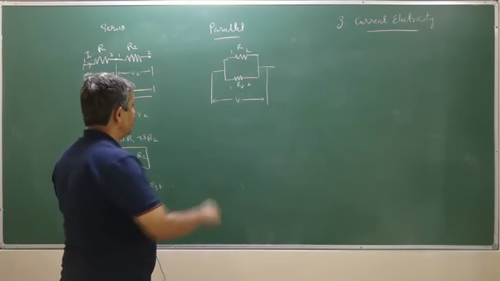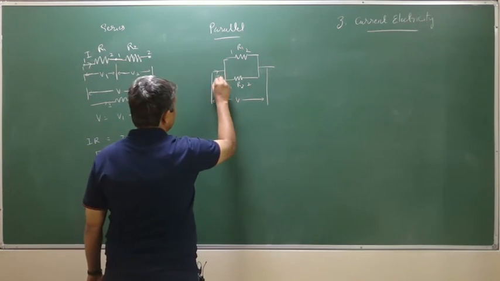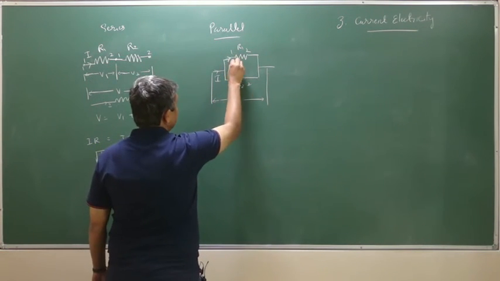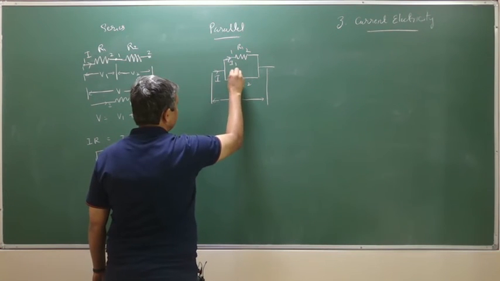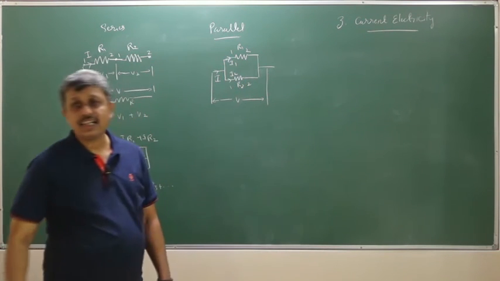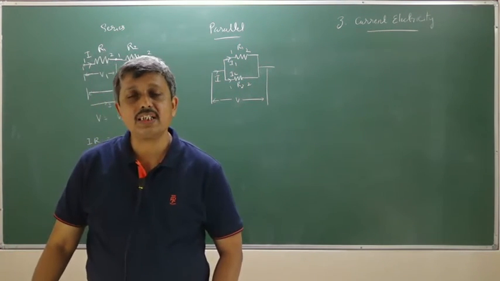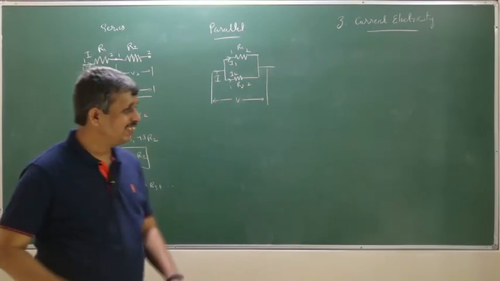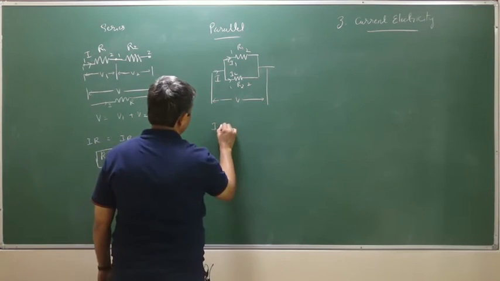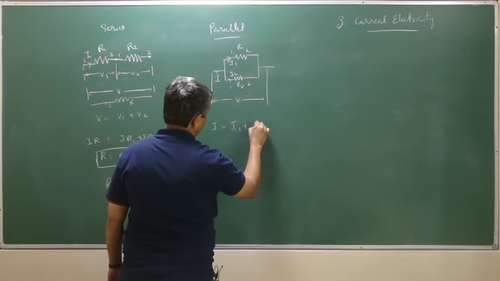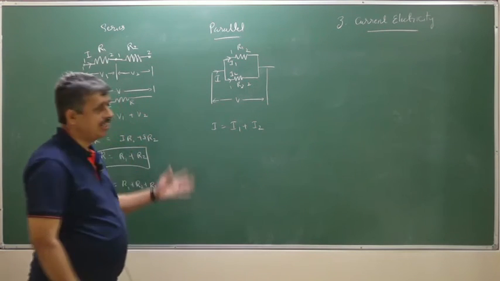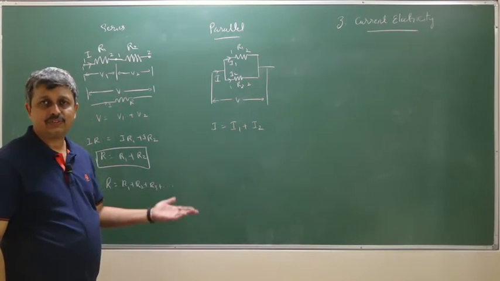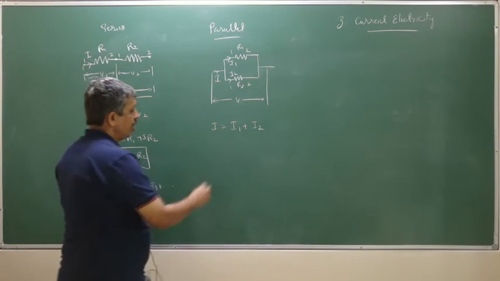Suppose there is a certain current I flowing through here, and that current splits here into I1 and I2. So the current is different, voltage is the same. So we can say the current I is equal to I1 plus I2. Remember, this is a simple derivation. This is like 2-3 marks easily you will get. Okay, I is equal to I1 plus I2.